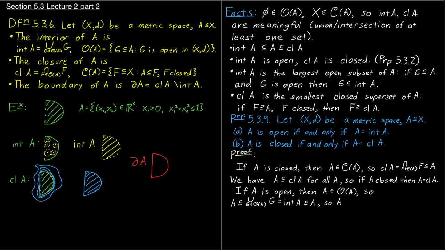We saw that the interior of a set is always inside of the set, so A is equal to the interior of A if A is open. And then the interior of A is always open. That was one of our facts above, following from proposition 5.3.2. Closure of A is always closed. So the reverse implications are pretty trivial.